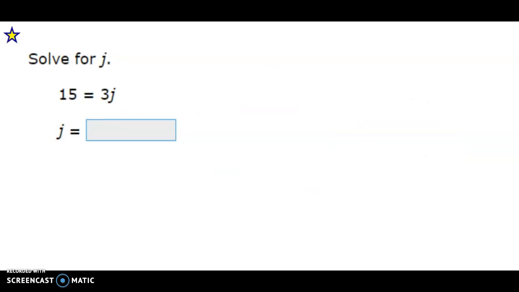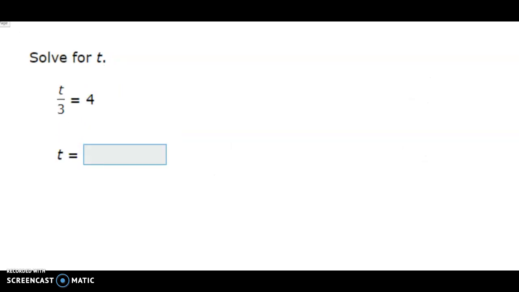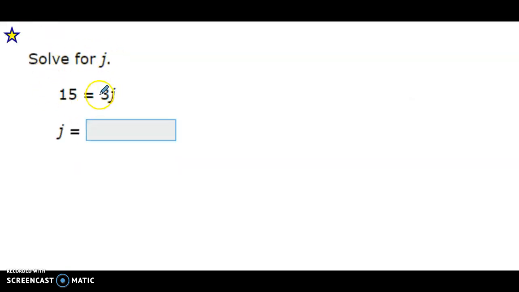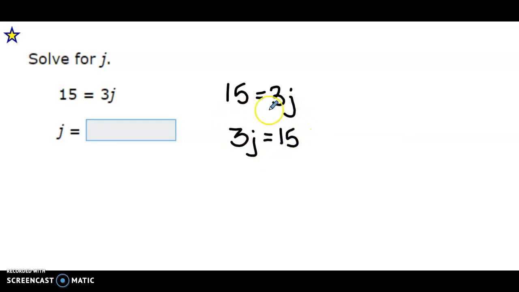All right. On this problem, I'm going to have you come up with the answer, but I do want to show you that there are times where we have an equation where the variable that we're trying to solve for is on the right side of the equation. Now, some students like to solve it just as it is, and we can still use the exact same steps. Some students would prefer to turn it around and make this 3j equals 15, and you are allowed to do that as well. If 15 equals 3j, then 3j equals 15.